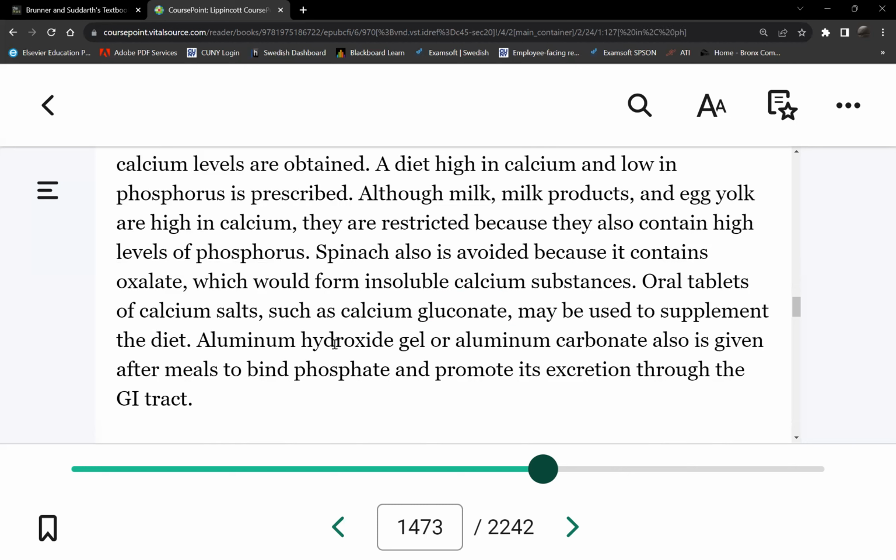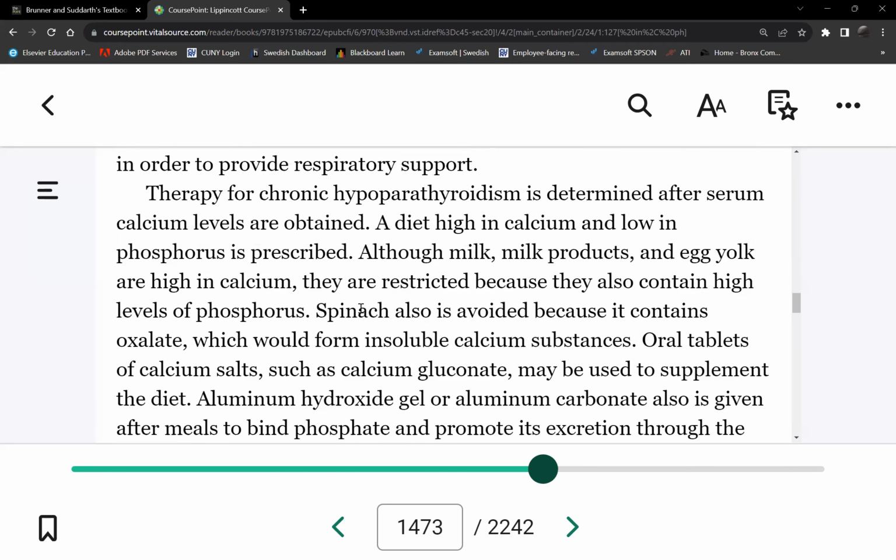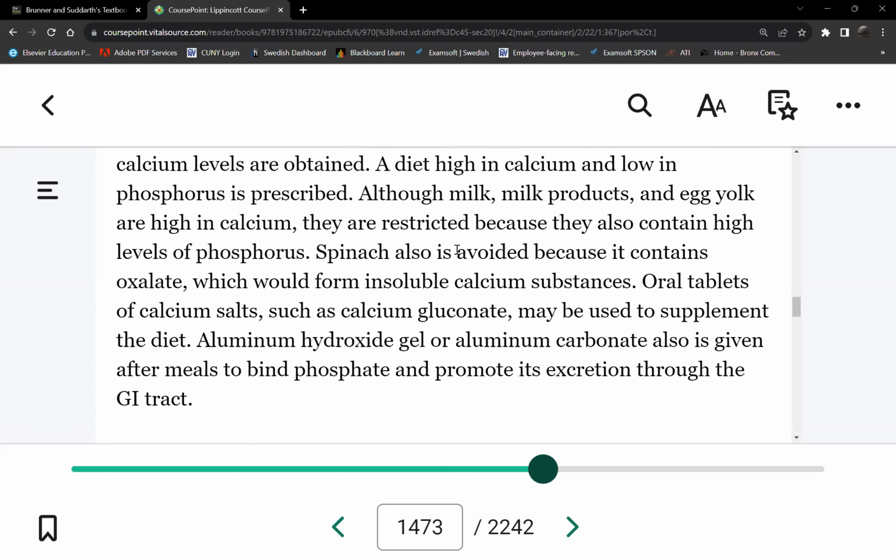So what are they supposed to eat? High calcium, and you can give meat. But no milk and dairy products. Yogurt and that kind of stuff are high in calcium, but they have phosphorus also, so it's kind of counterproductive.